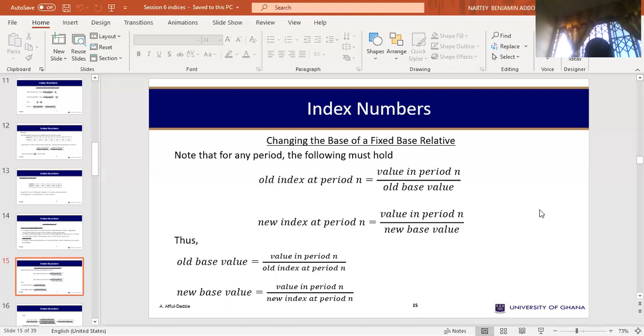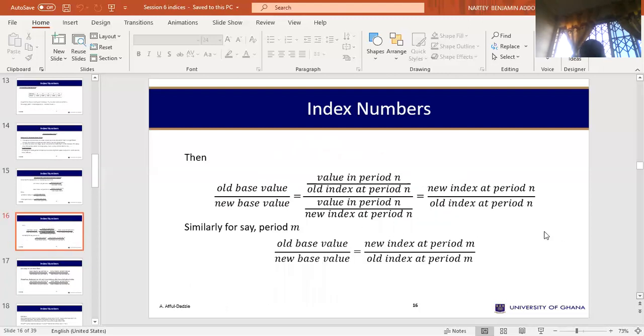And the same transposition can happen to the second formula. So we have these two formulas. Old base value will be value in period n over old index at period n. And the new base value will be value in period n over new index at period n. So these are the changing the base of a fixed relative. So then old base value over new base value.